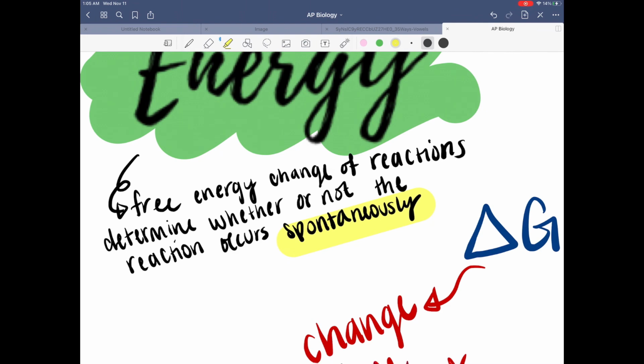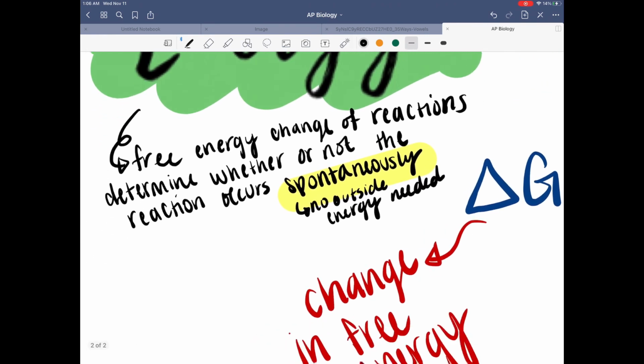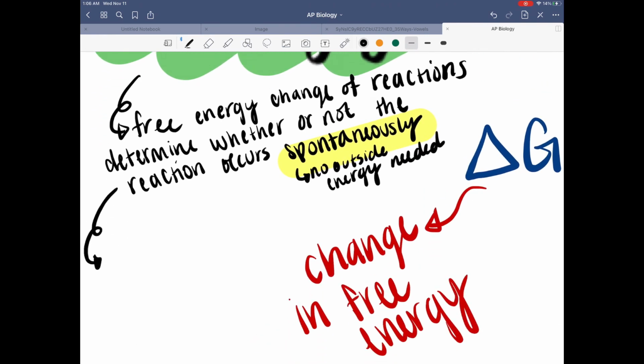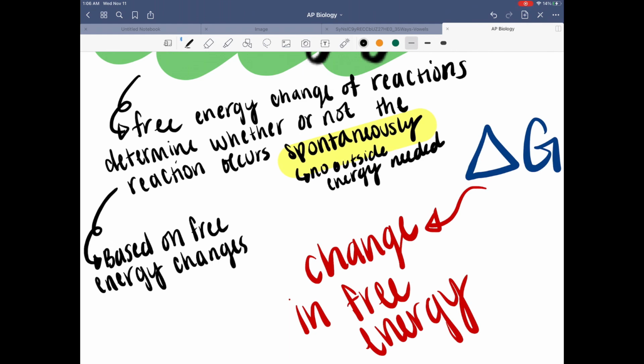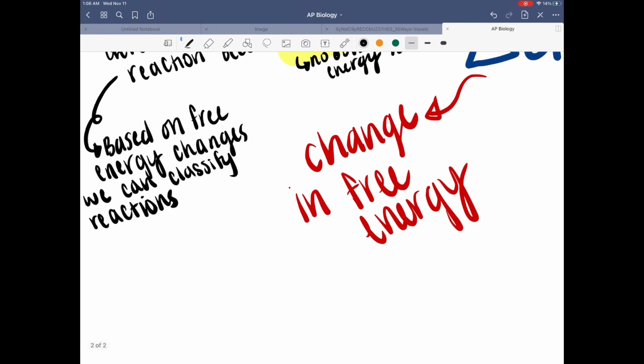Okay, so based on the free energy changes, we can then classify reactions as either exergonic or endergonic. That means that reactions fall into two categories. Either those reactions are able to happen spontaneously without any outside energy going in, or they can't happen spontaneously and they're going to need some outside energy put in. So those are the two categories, exergonic or endergonic. And we're going to look at those two a little closer in a minute.